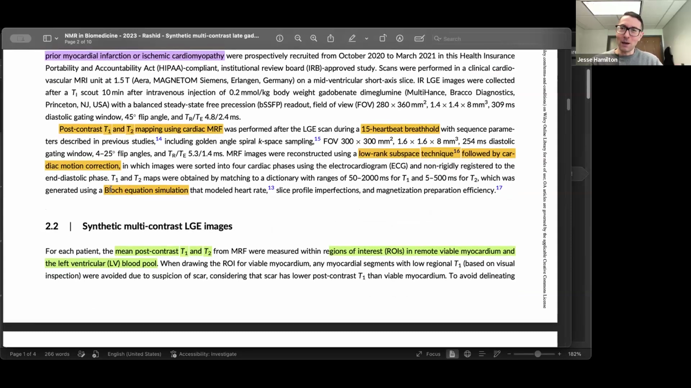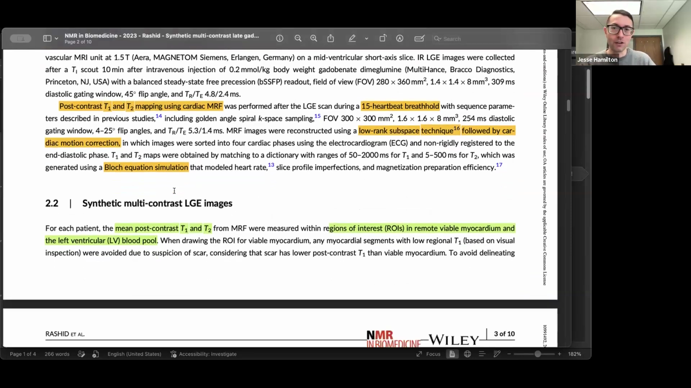And then we reconstructed maps using dictionary matching. So we did a Bloch equation simulation that includes things like heart rate effects, slice profile corrections, and inversion efficiency corrections.